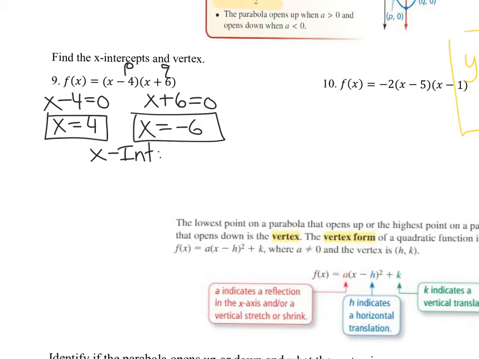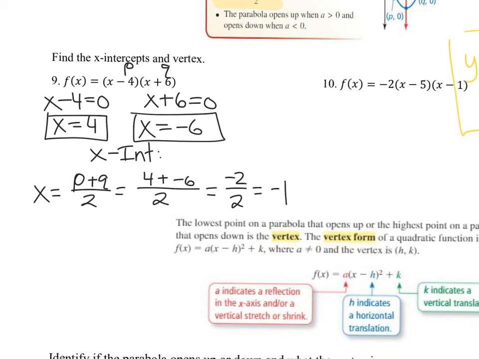Now, the idea is that when you have your x-intercepts, you can plug them into the axis of symmetry equation, x equals p plus q divided by 2, to find your axis of symmetry. So you have your p value, which is 4, plus your negative 6, divided by 2. So this gives me a negative 2 over 2, and that simplifies down to negative 1. So your axis of symmetry is x equals negative 1.